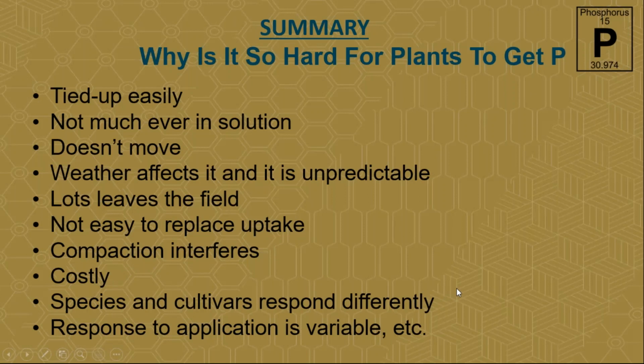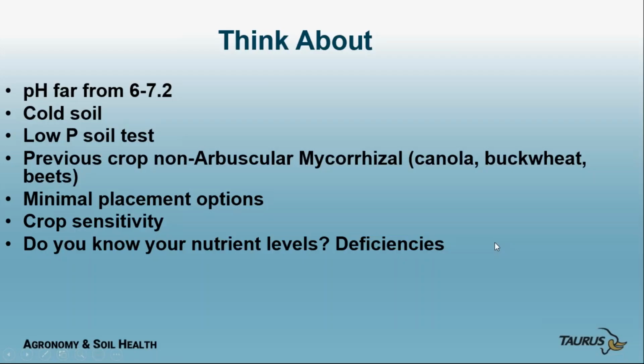I talked about canola, it's got a big root. Wheat has a big root. Peas and lentils have small roots. They all vary in terms of their ability to respond to the application. And the response to application is variable, just like the field. So there are a lot of difficulties with it. So to leave you with this, think about pH, far from 6 to 7.2. If you're either direction from that, you've got some things that are going to be affecting your efficiency.